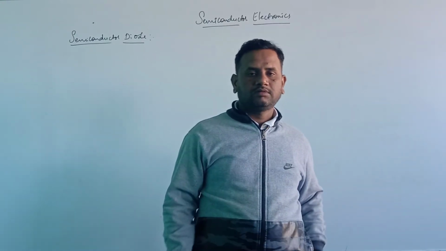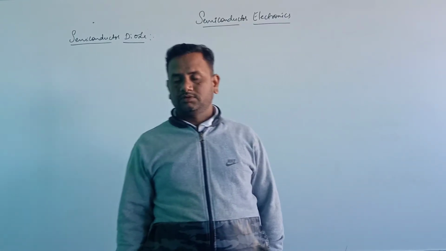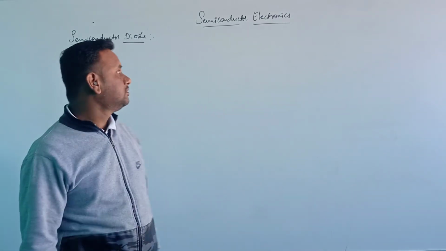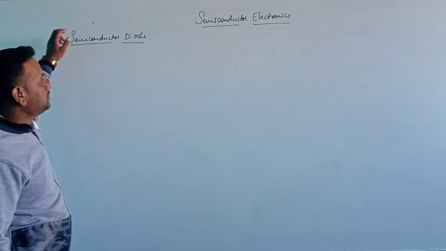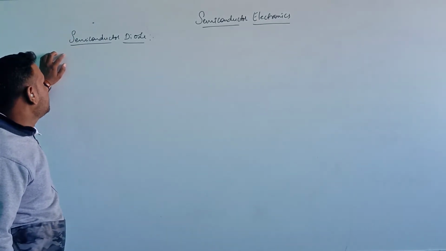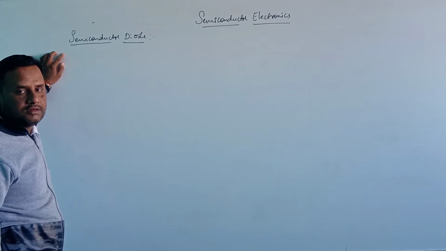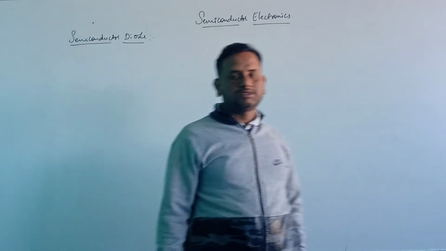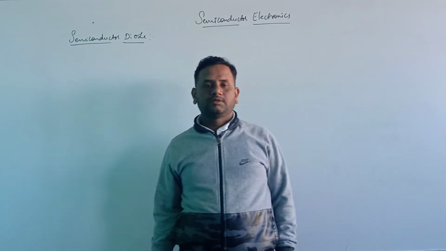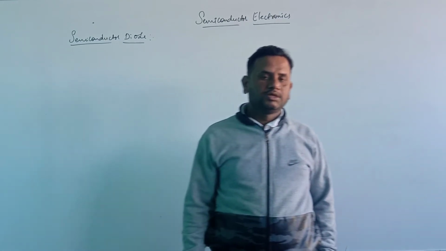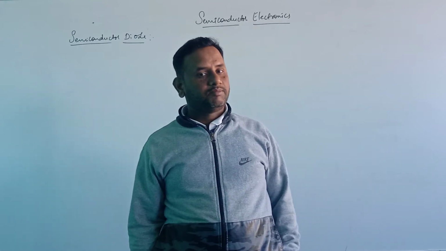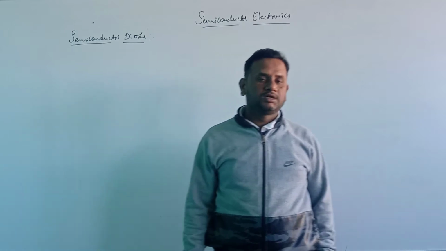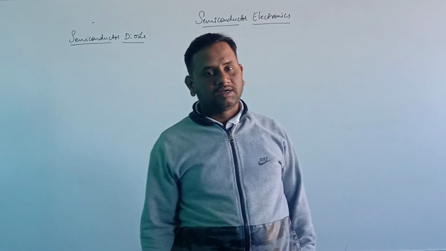Good morning, students. In today's class, we are discussing a new topic, a continuation of semiconductor electronics. Our new topic is the semiconductor diode. In the previous class, we discussed what a PN junction is. What do you mean by the depletion region? What do you mean by diffusion current? And what do you mean by drift current?